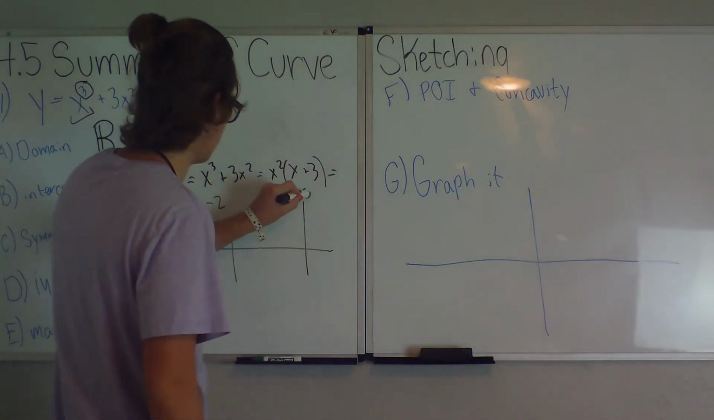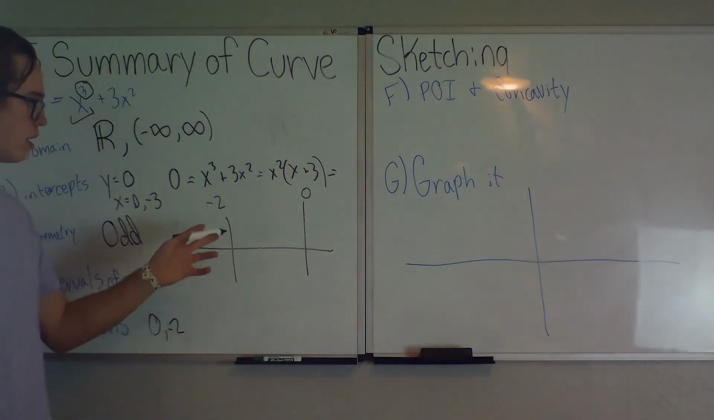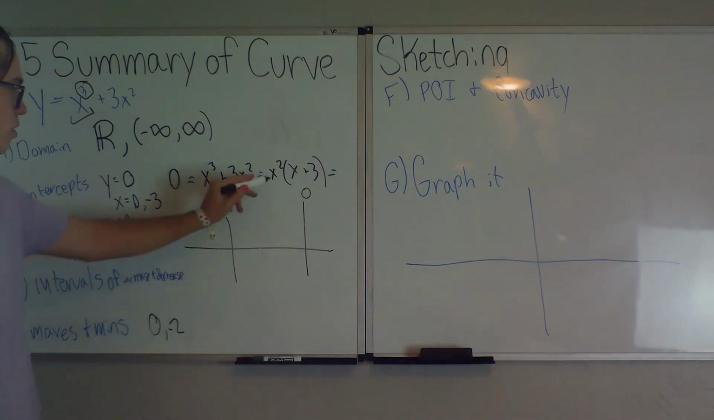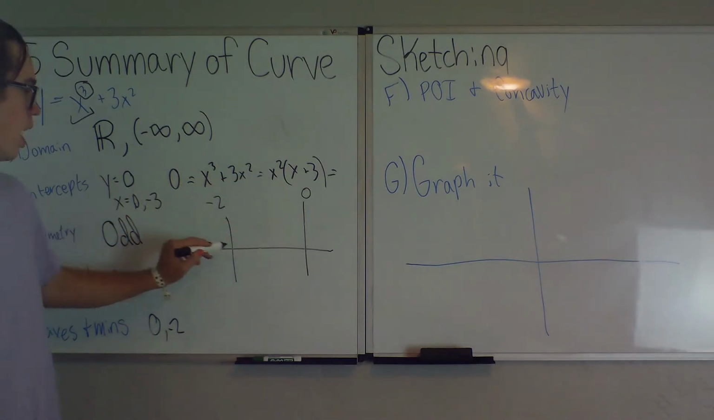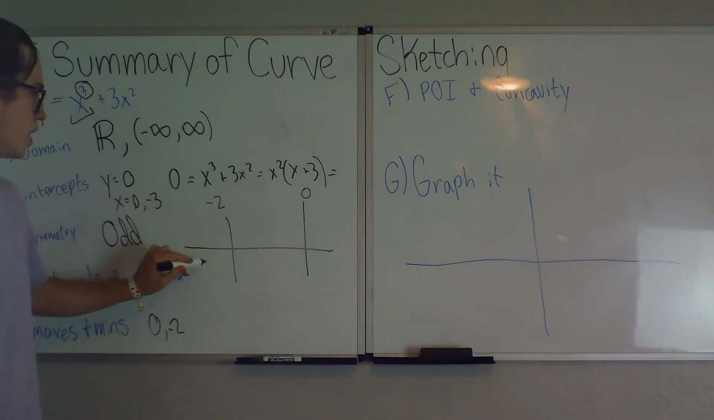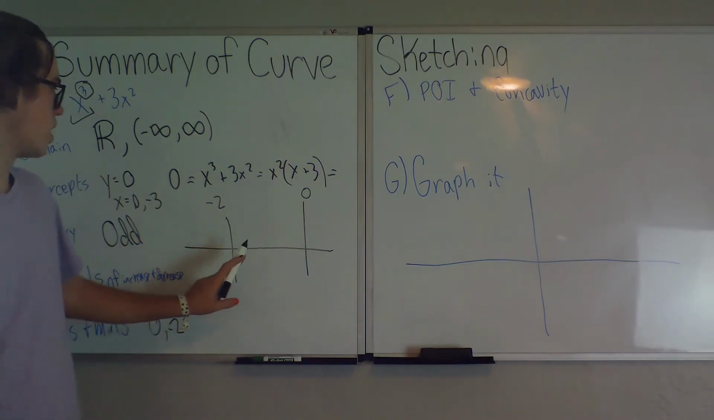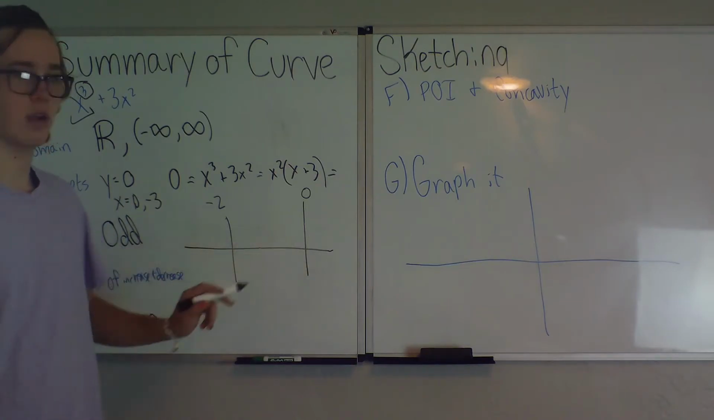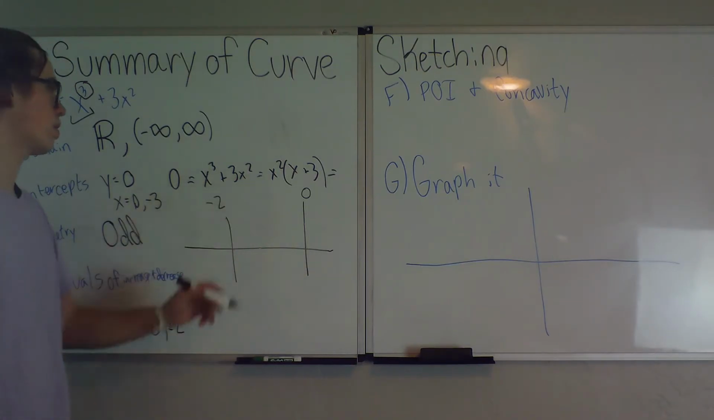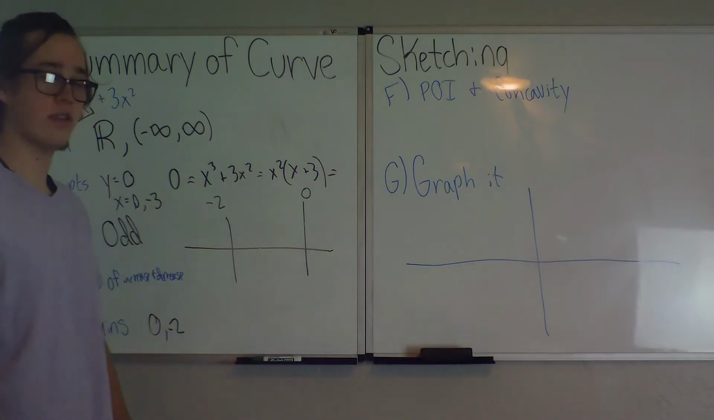Negative 2, 0. Okay, why did I write this? Well, we know there's a 0 here and a 0 here, and we need to find the intervals where it's increasing and decreasing. So we have to check less than negative 2, in between negative 2 and 0, and then greater than 0. So first we're just going to do 0. What's greater than 0? 1.